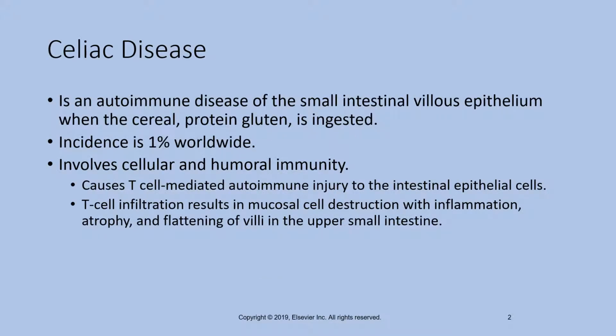The chronic bowel symptoms are frequently associated with celiac disease or gluten disease, but they may simply be another form of adult abdominal colonic disease. It affects about 1% of the world, involves cellular and humoral immunity, and causes T-cell mediated autoimmune injury. The result is mucosal cell destruction and inflammation. So this is really quite remarkable.